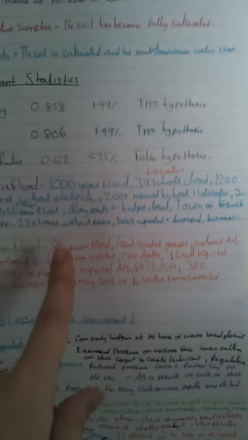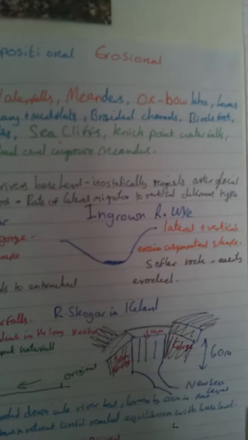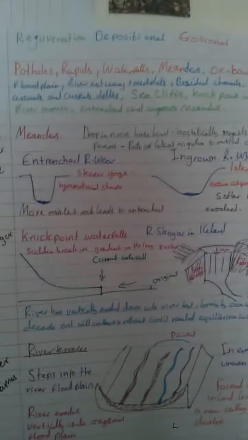Although the 80-year flood had more of an effect, because it's just the way it works, because they have monsoons. So even though it was only an 80-year flood, it had more of an effect than the Cumbria 1,000-year flood. So we'll move on to more river stuff. So here we have rejuvenation, depositional and erosional features. Depending on the colour they are in is depending on what they are.